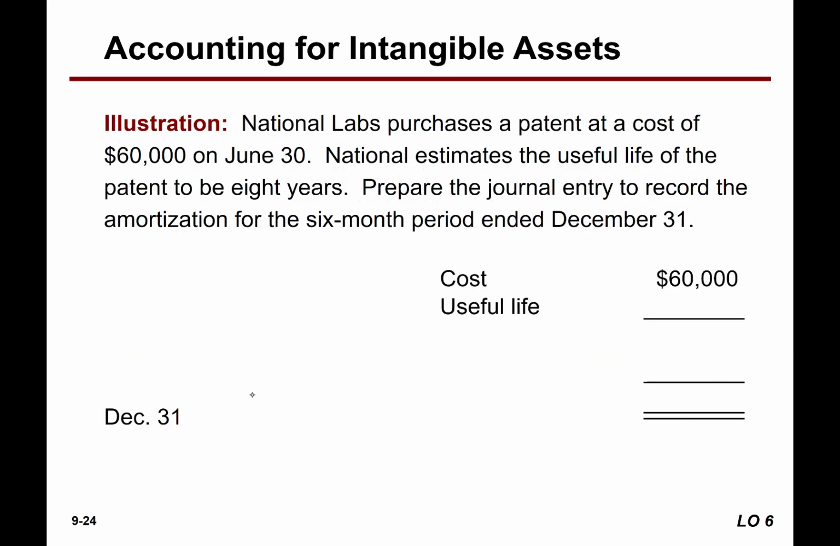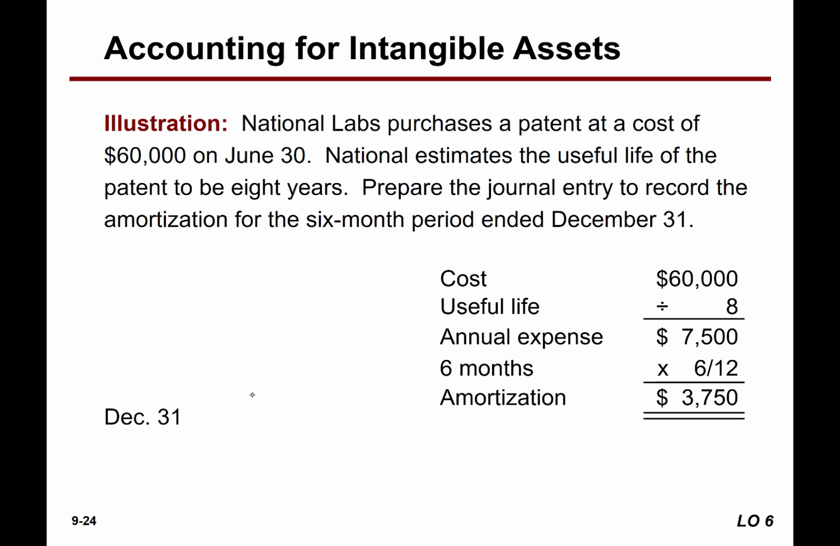So we go ahead, we have this patent, and they believe it has a useful life of 8 years. The annual expense is $7,500. And since they did what? Since they purchased it in June, they just took half a year? So after all that, patent turns out to be the easiest thing in the world, doesn't it? Okay, but remember, you have to do what? Purchase it from somebody else.